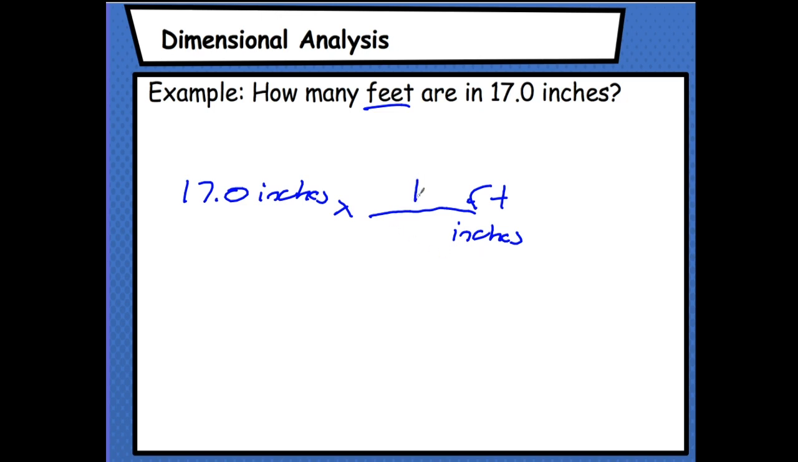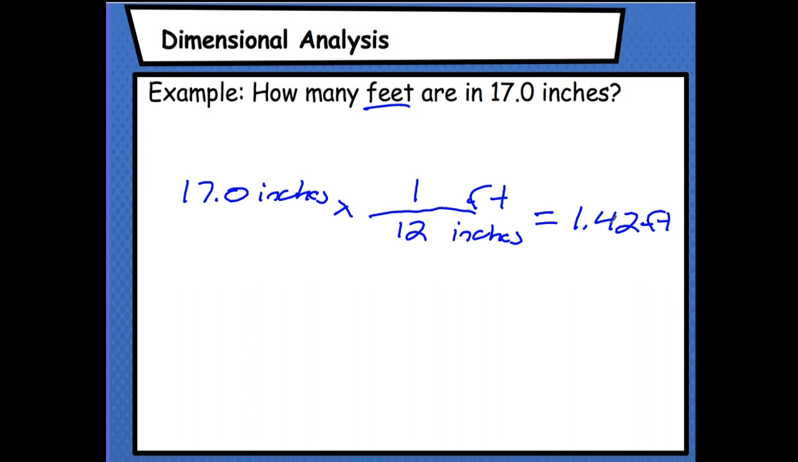I know that 1 foot is 12 inches. And so there's my conversion. 1 foot is 12 inches. I now can just plug this in the calculator, and it really is going to be 17 times 1 divided by 12. And that's going to be 1.42 feet.